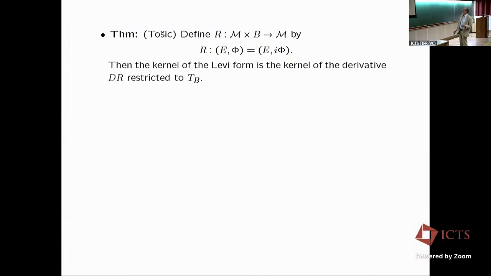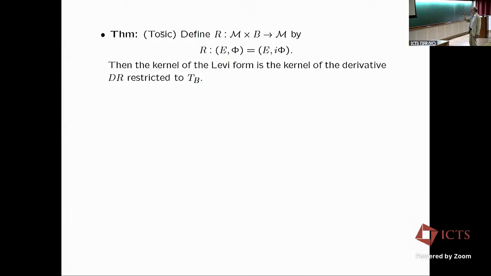Because it was kind of curious. Why should you do this? So he has this: if you look at this map from the character variety times the base into M, given by taking the Higgs bundle interpretation and multiplying the Higgs field by i, not -1, then the kernel of the Levi form is the kernel of the derivative of this, restricted to the tangent bundle of the base.